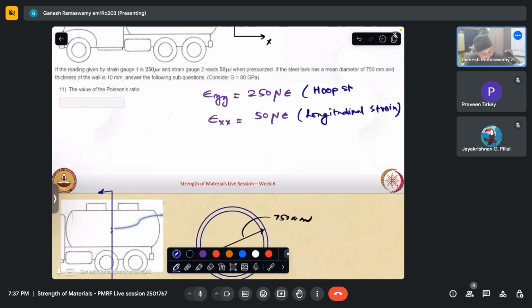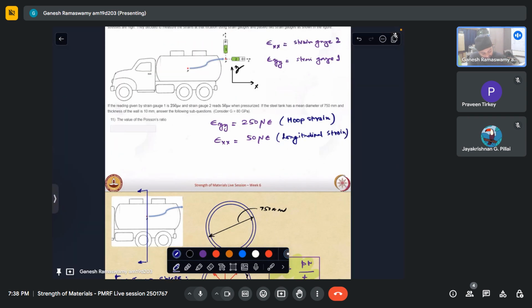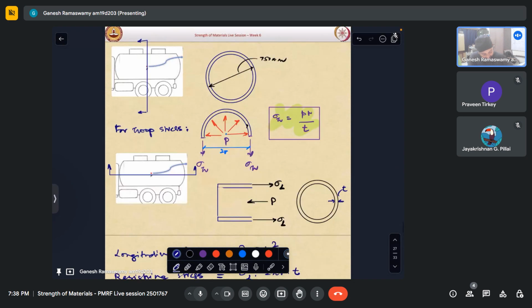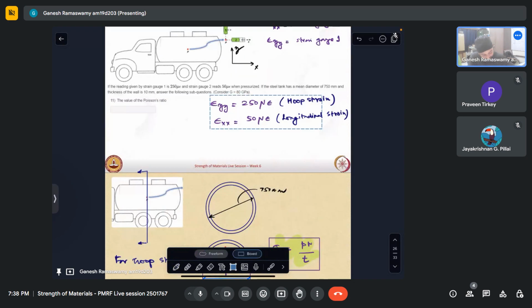Now naturally, since my hoop stress is double the longitudinal stress, I would expect that my hoop strain also will be greater than my longitudinal strain, which is reflected correctly in our readings. Granted, it is not twice. Naturally, it will not be twice because of our Poisson's effect. So with that, let us proceed. So this much we know. I'll just make a copy of this.